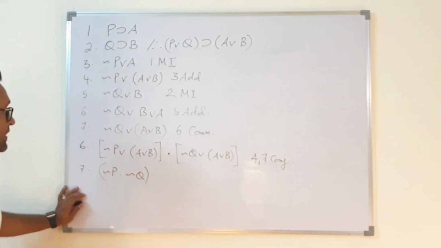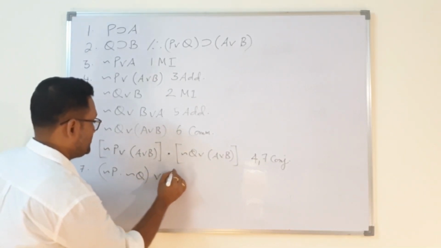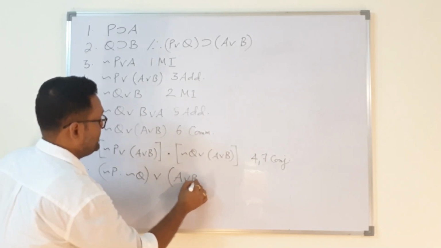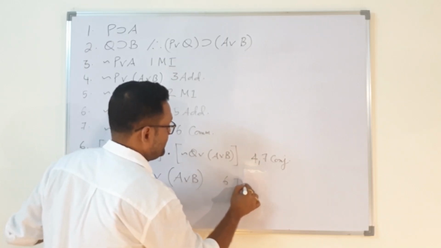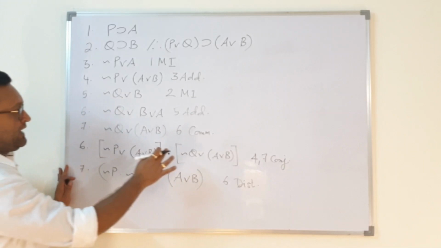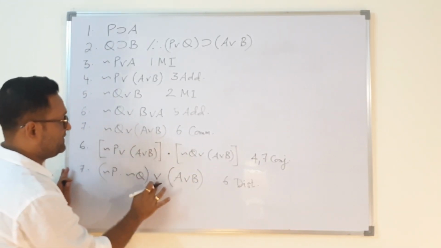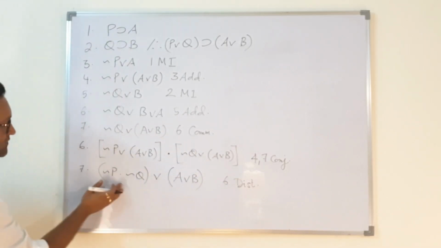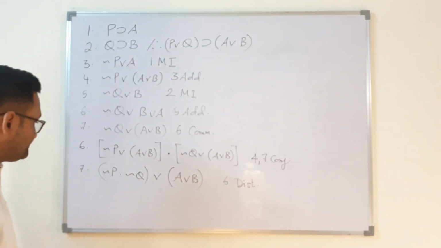Fine. And then we will write it as wedge A wedge B. So this will be on 6 distribution, right? Because this negation of P and this negation of Q will be in dot, and this wedge will come here, and this A wedge B is the common part. So if you apply this over here, again you will get this line, right? So we have used the distribution.